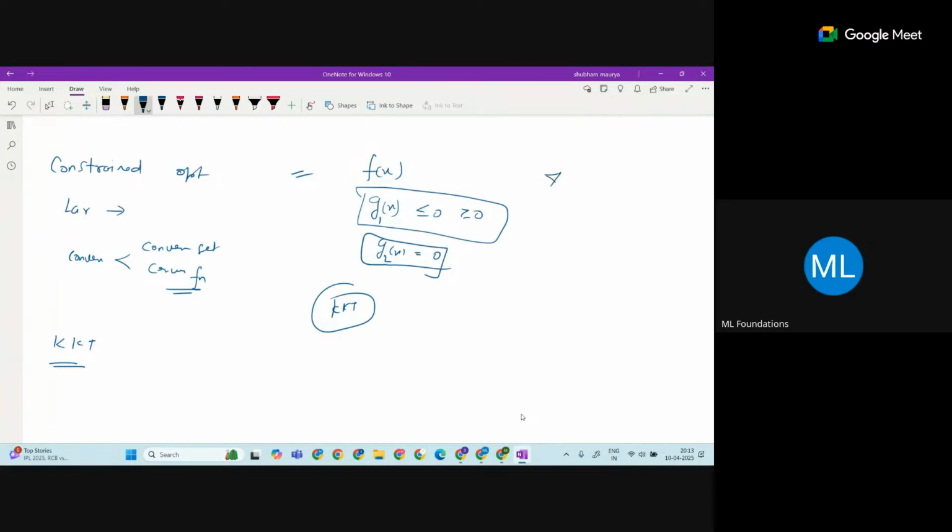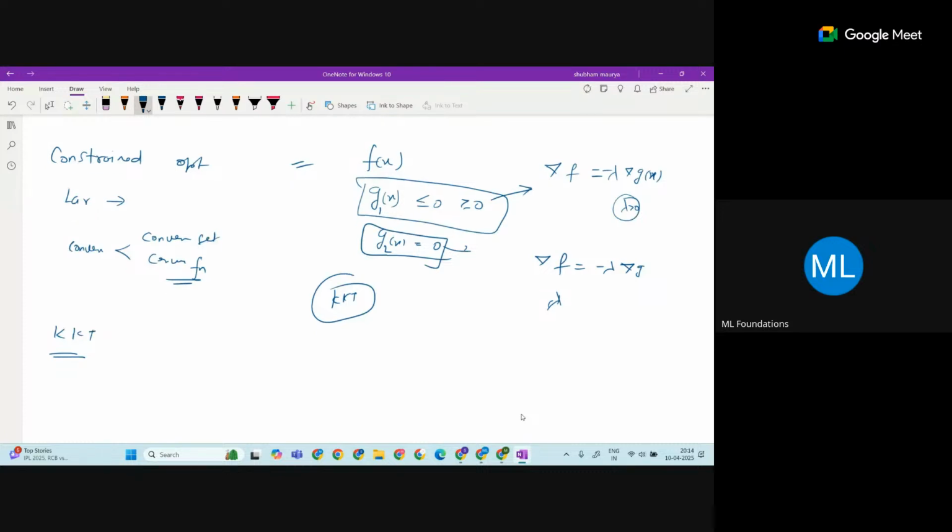If it is an inequality constraint, we will find the gradient of the function and the gradient of g. For the inequality there is a minus, minus lambda gradient of g, and we choose only positive values of lambda. For the equality case, we can take any value of lambda.